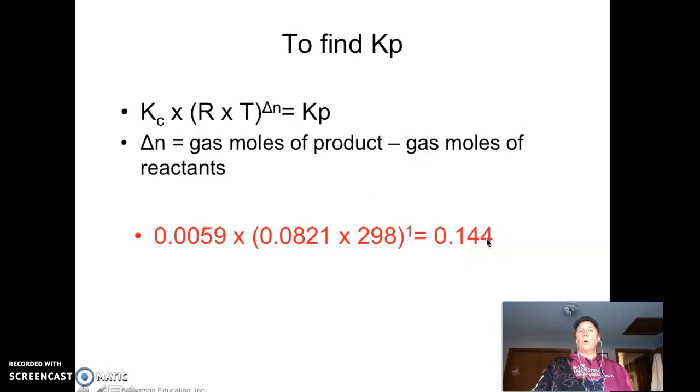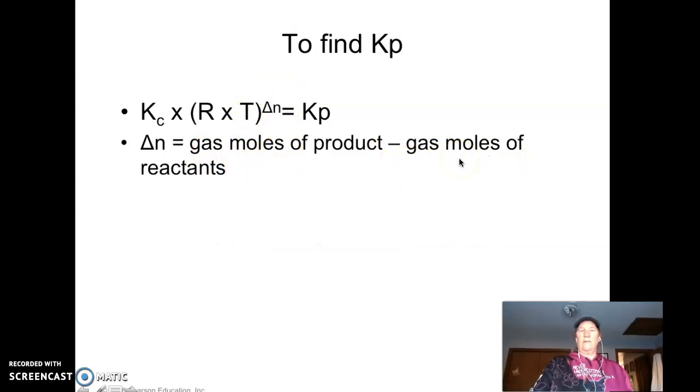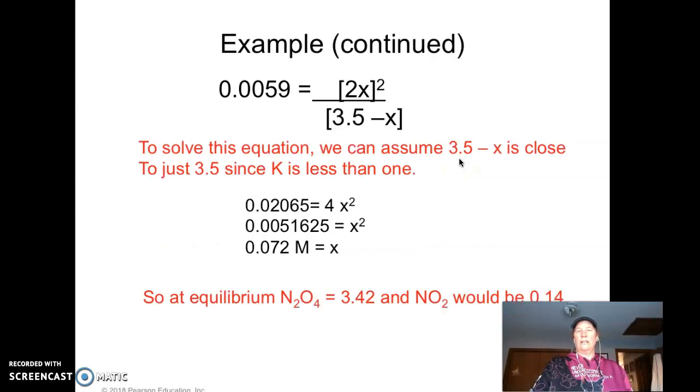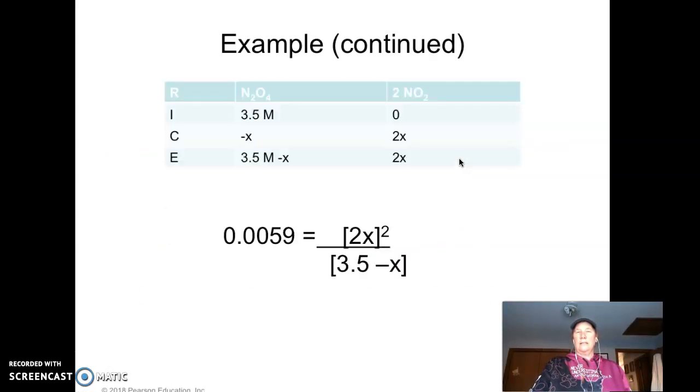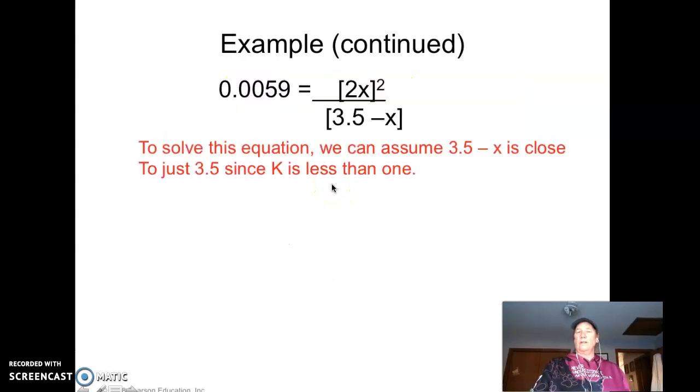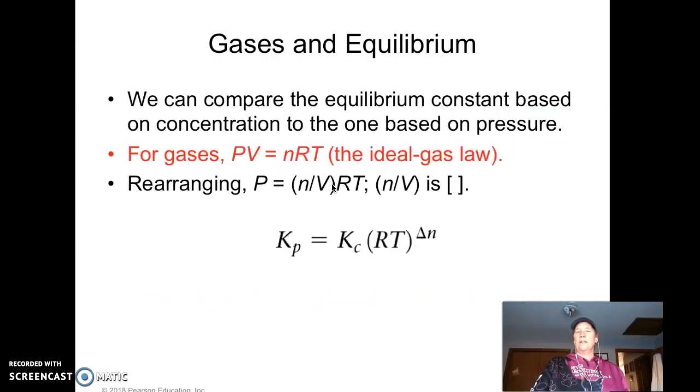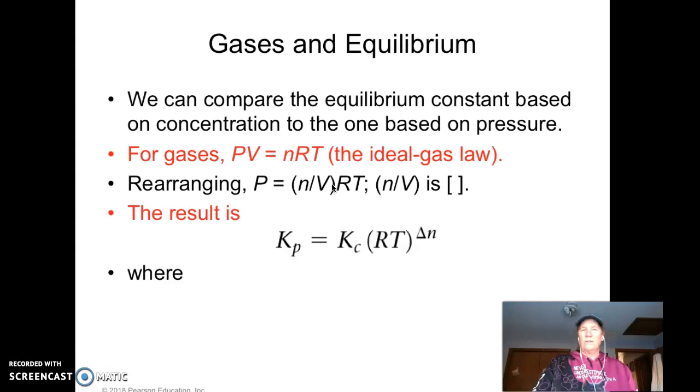Okay, so that's how you find K sub P. You take your K sub C, which is either given to you or you have to find, the gas constant, the temperature in Kelvin, and the moles of the product minus the moles of the reactant. If we go back here, we've got 2 moles of this and 1 mole of this. That's where we get our 1 mole when we're doing our K sub P. So that's all we're going to do for this part.